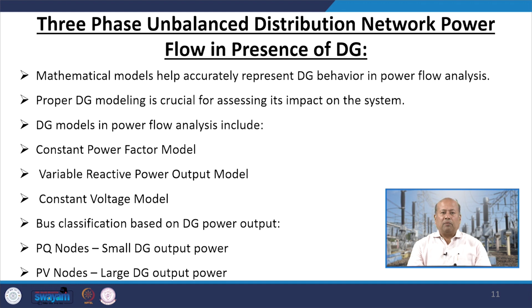Now, moving to 3-phase unbalanced distribution network power flow with the presence of DG, we will see how it can be modeled. Mathematical models help accurately represent DG behavior in power flow analysis. Proper DG modeling is crucial for assessing its impact on the system. DG models in power flow analysis include constant power factor models, variable reactive power models, constant voltage models, and bus classification based on DG power output: PQ nodes for small DG output power, PV nodes for large DG output power.